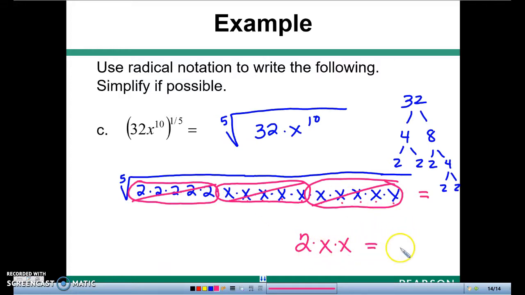So we take our answer, multiply it back together, and I have 2x squared. Okay? Not too bad.